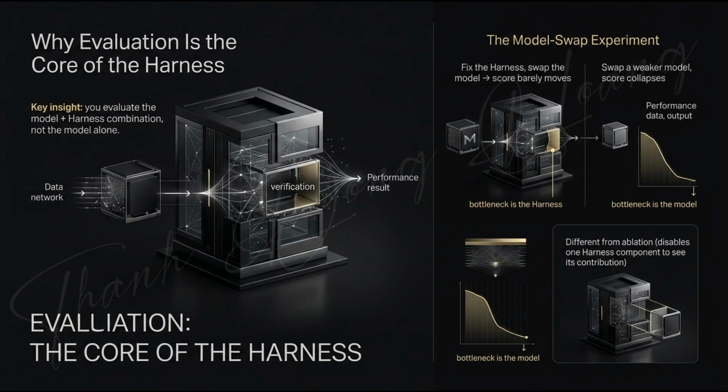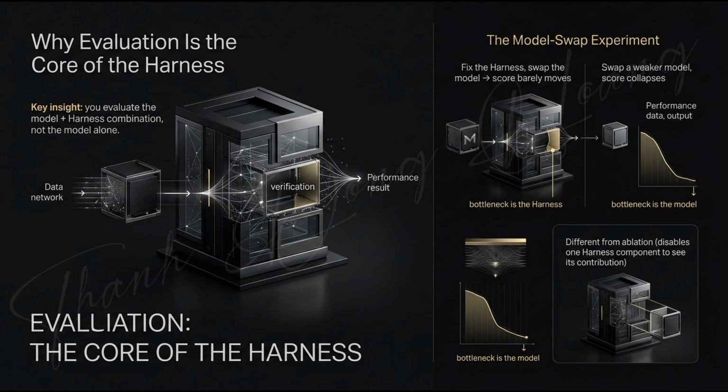Here's the mental model that shapes everything else. If an agent scores poorly, the first question isn't, do we need a better model? It's, is this a model problem or a harness problem? The harness is everything around the model: the prompts, the tools, the feedback loops, the constraints. The same model can perform very differently depending on how well that harness is built.